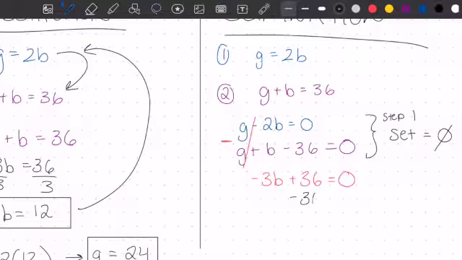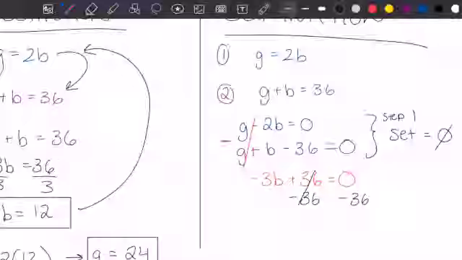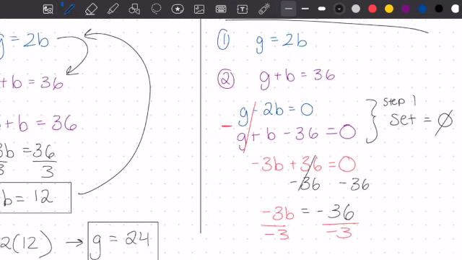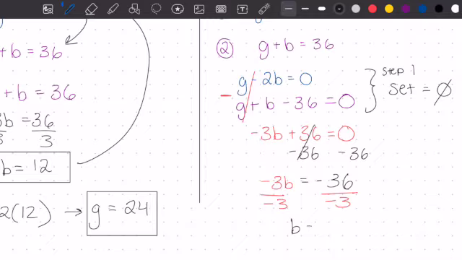I'm going to minus 36 from both sides of my equal sign. And I'm left with negative 3B equals negative 36. Divide both sides by negative 3. And B is equal to 12.